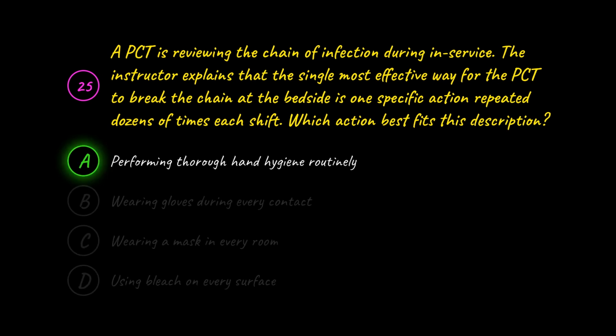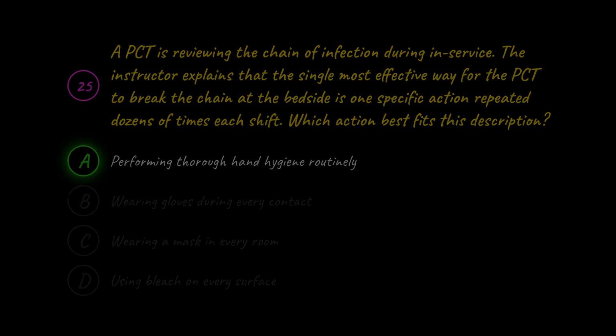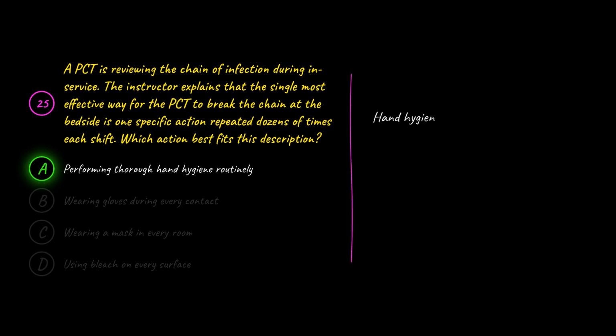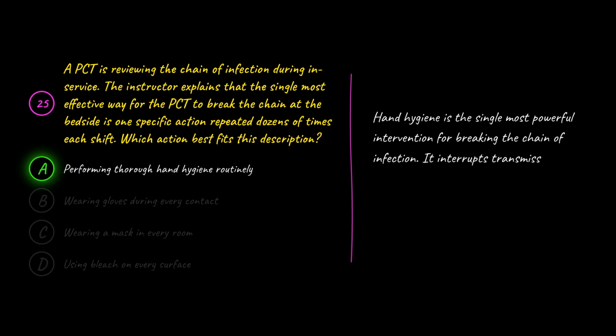The correct answer is A. Performing thorough hand hygiene routinely. A is correct because hand hygiene is the single most powerful intervention for breaking the chain of infection. It interrupts transmission at the most common link, the contaminated hands of healthcare workers moving between patients and surfaces.